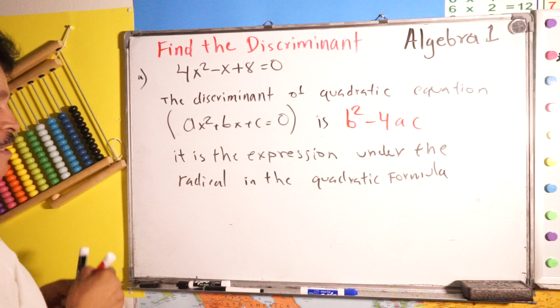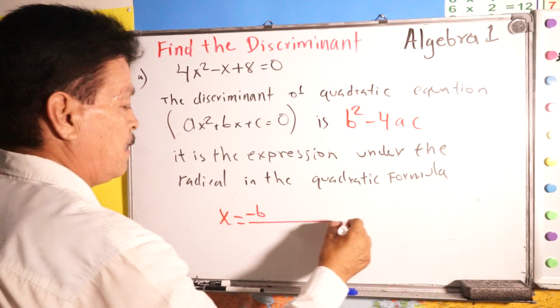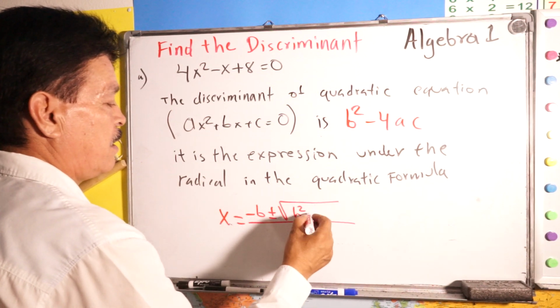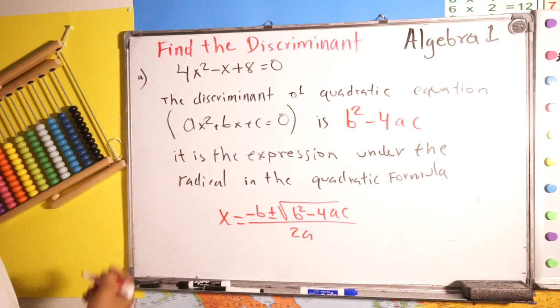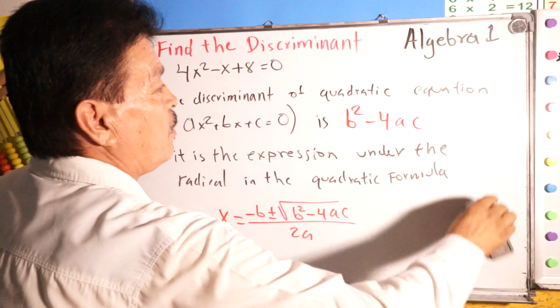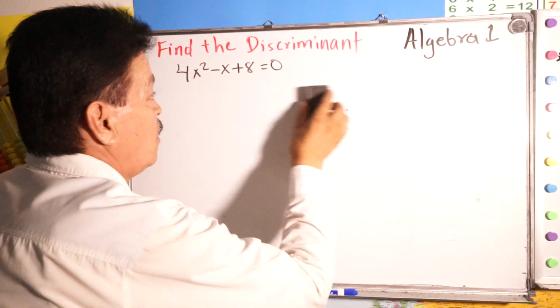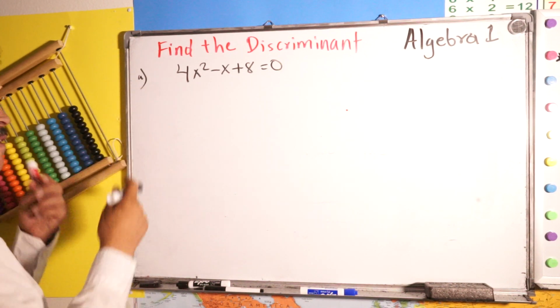So this is the quadratic formula. We have x equals minus b plus minus square root of b squared minus 4ac, over 2a. So this expression is coming from the quadratic formula. All right. So now let's solve our problem. This is the main thing that you needed to understand before solving a problem. Okay, let me show you how to find the answer for this problem.